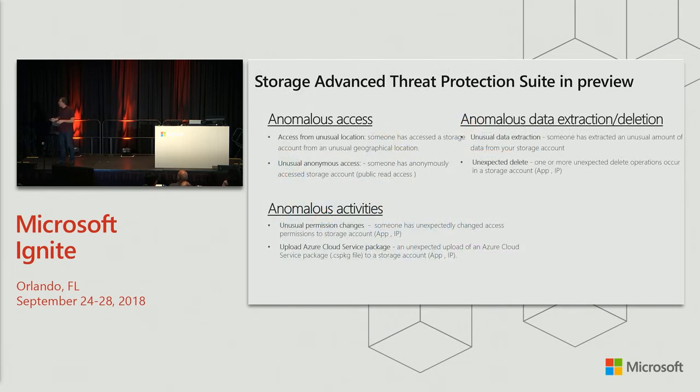This is the list of alerts that we currently offer. We have a set of access anomaly alerts. We have a set of data extraction and deletion alerts. And we have a set of anomalous activities. Again, all of this, we are improving it. We are adding more and more. Based on our knowledge, we are running millions of storage accounts, millions of different data stores, so we have a lot of knowledge to provide you the best automatic threat detection you can get.